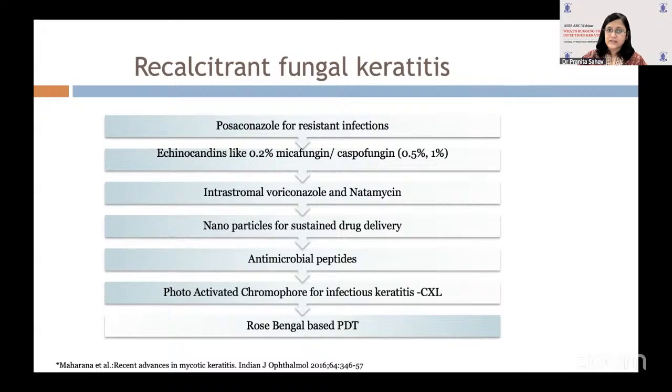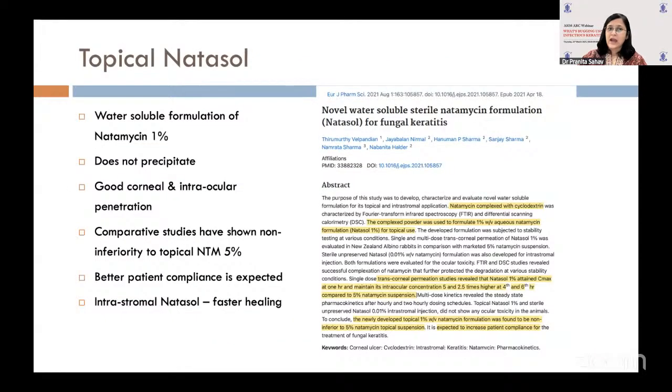There is something known as recalcitrant fungal keratitis as well. When a fungal keratitis is not responding to treatment for at least 2 weeks, that is when we label it as recalcitrant. All these new drugs, that is posaconazole and caspofungin, have been tried, and nanoparticles for sustained drug delivery, PAC-CXL and Rose Bengal-based PDT have also been tried. And topical natasol is something that has been recently published.